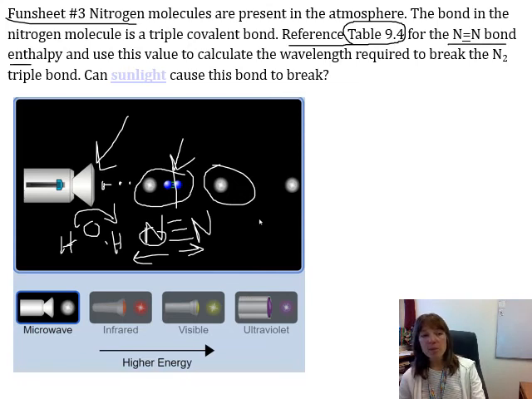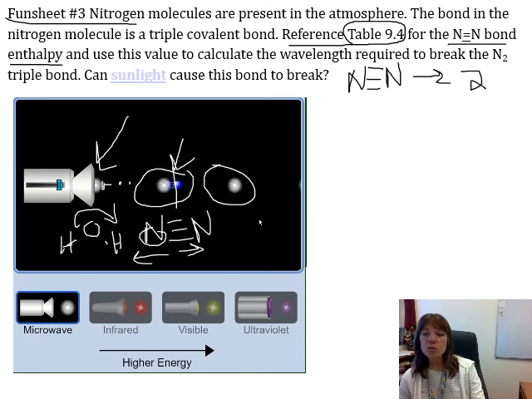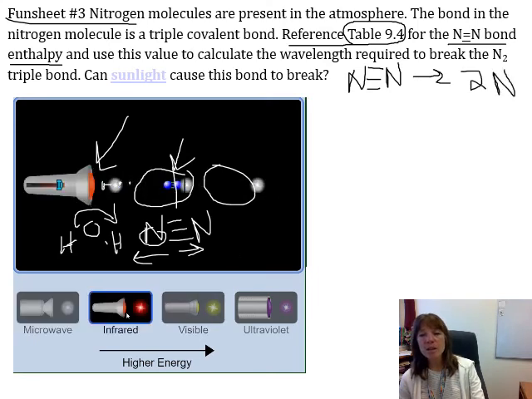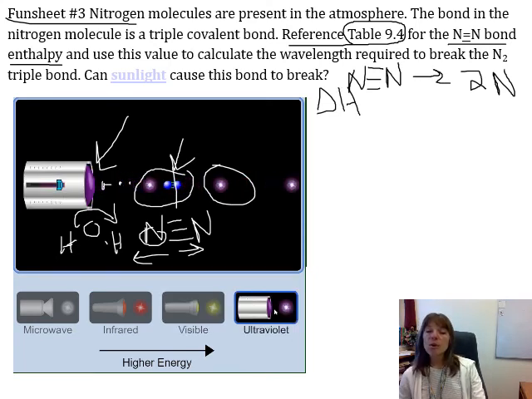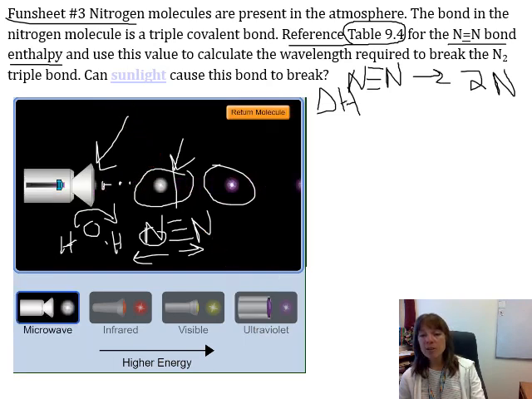We already talked about enthalpy in chapter 6. So enthalpy is an H. Remember, that's associated with something. So for a nitrogen triple bonded molecule to be converted to 2 individual nitrogen atoms, there's an energy associated with that. And you can go get that from table 9.4. Recall, in table 9.4, you're going to get a value that's in kilojoules per mole.